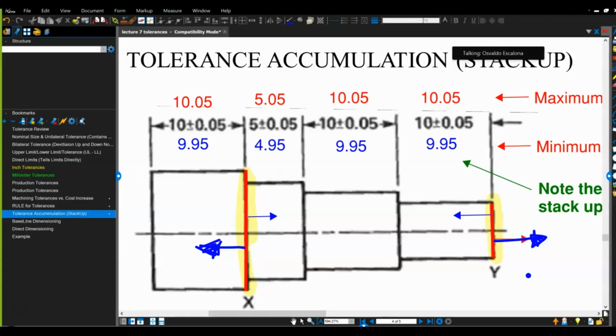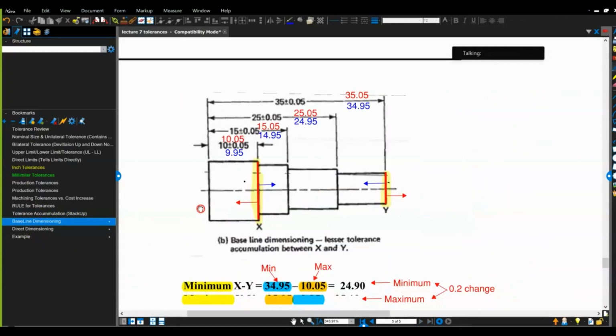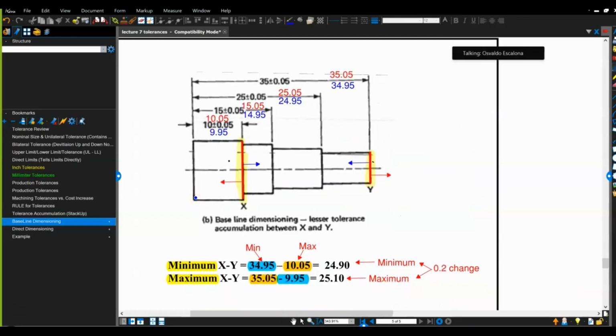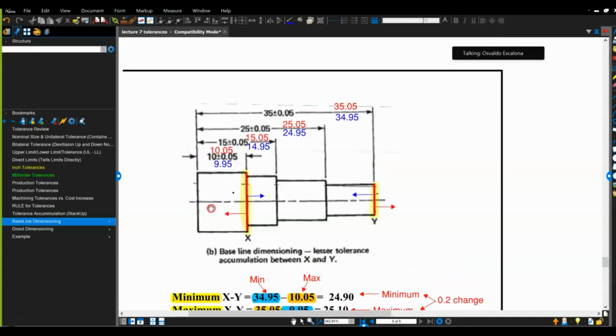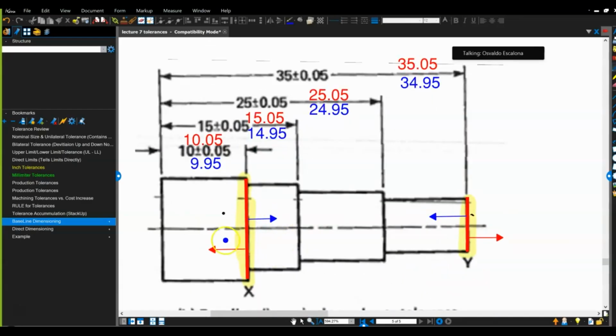Most likely you want a reference frame to dimension from, which in this case would be baseline dimensions. Everything starts from the baseline. Now I still have the same question: what would be the biggest of these and the smallest of these? The previous one was much easier; this one is a little more tricky. Let's say I want the biggest I can get. I'm going to grab that one and push it this way, and grab that one and push it that way.